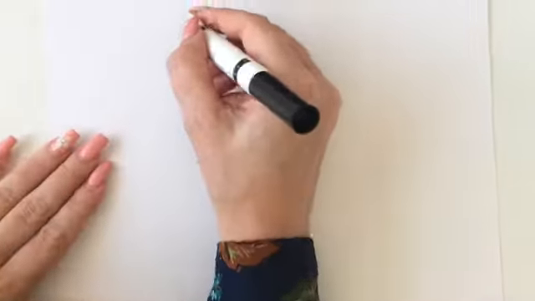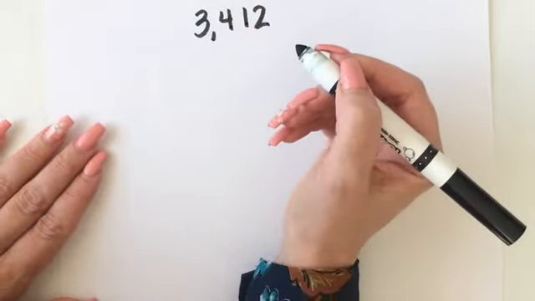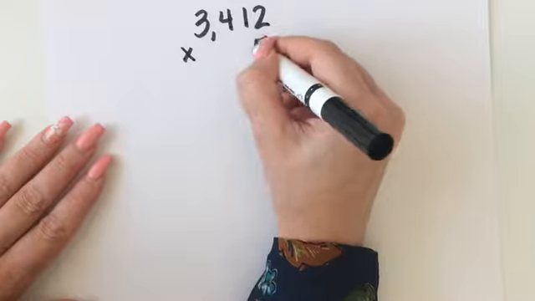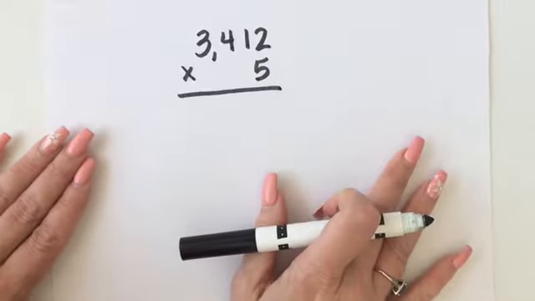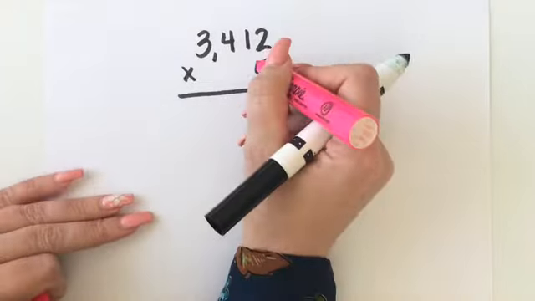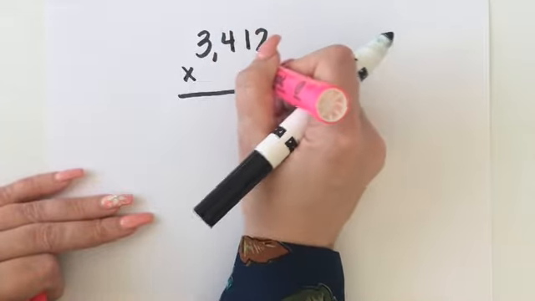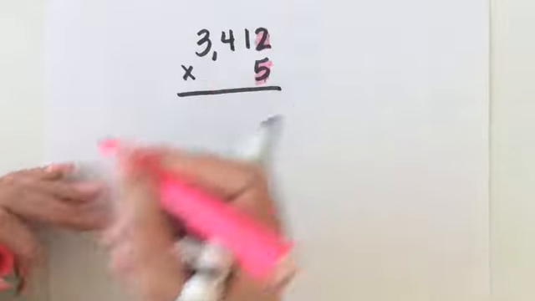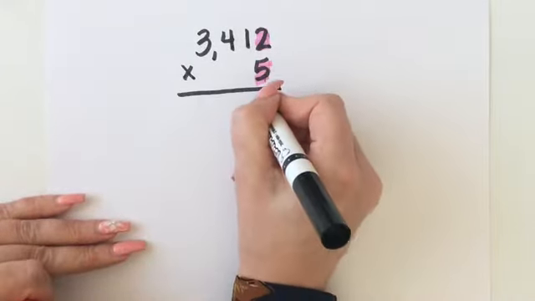I'm going to show you one more example of the standard algorithm. This time we are going to multiply 3,412 times 5. I'm going to start in my ones place. Now, I'm multiplying this 5 by every place value. I'm going to start with my ones. 5 times 2 is 10.